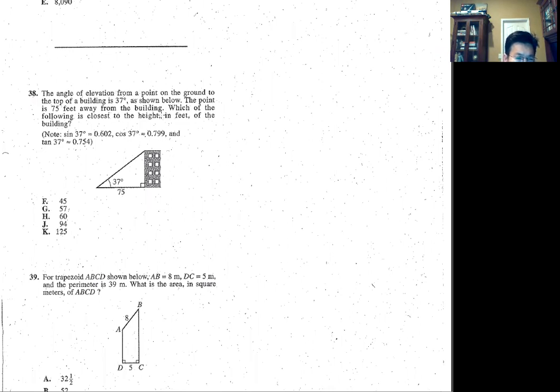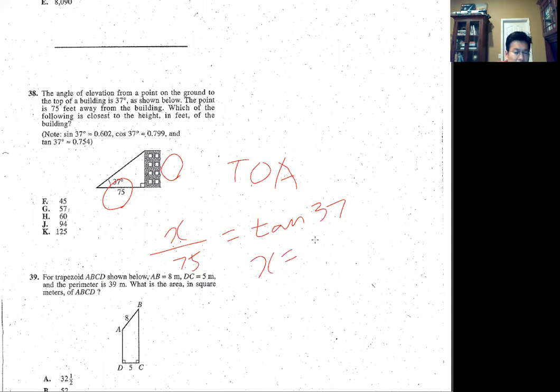Which of the following is the closest height? So SOH CAH TOA, if you use this one, this is TOA. Tangent is opposite over adjacent. So X over 75 is tangent 37. Tangent 37 is this much. So X has to be 75 times 0.74. Okay. So let me just do this.